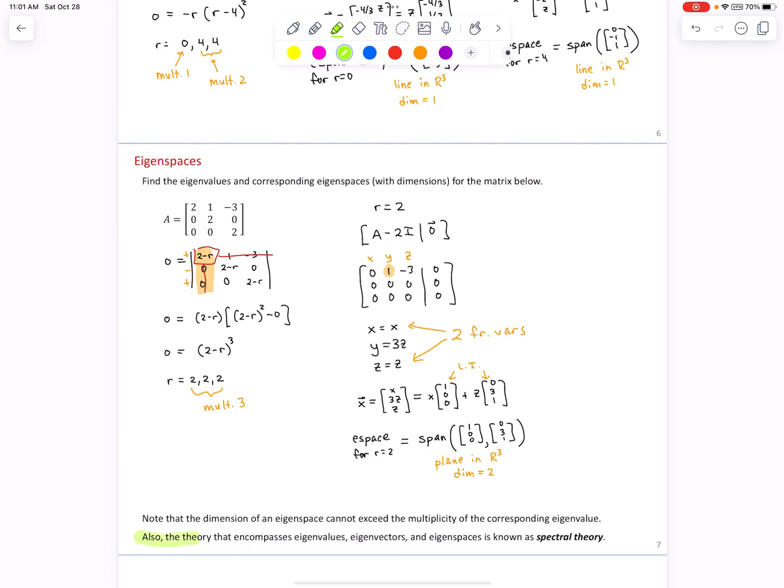And now one final comment. The theory that encompasses eigenvalues, eigenvectors, and eigenspaces is known as spectral theory. Just for your information. All right, this wraps up our first discussion on eigenspaces. The next topic, we'll discuss eigenspaces some more.